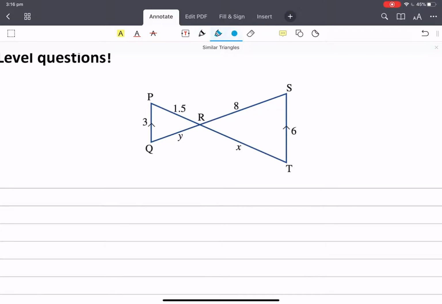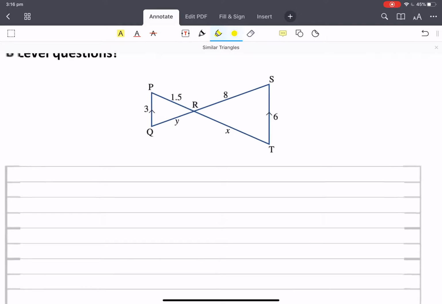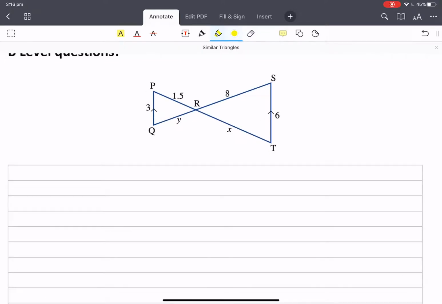This is a B-level question because commonly kids will think that those two angles are the same, but they're not. It's alternate. So those two are the same and those two are the same. So that's why this is a little bit harder. Okay, let's still go. BS.